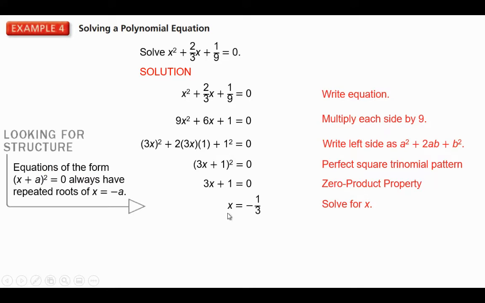Okay. All right. Then here's a little pattern for you guys: if you have x plus a squared equals 0, they'll have a repeated root of negative a. Okay, so whatever a is, it's the opposite of that. All right, so hopefully that helps you guys out with studying this concept.